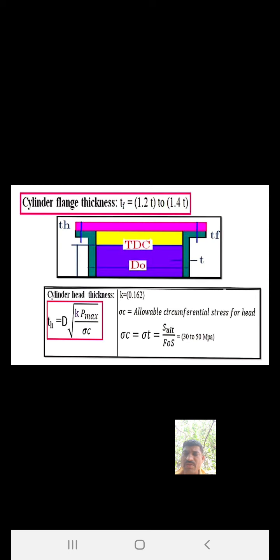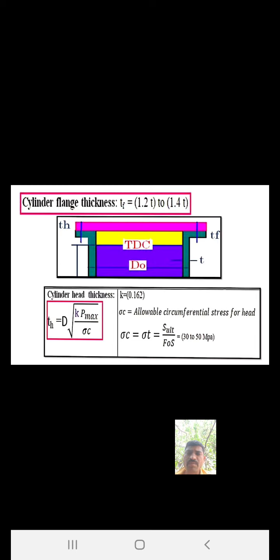This value is from 0.3 to 0.4. K is equal to 0.162. Here we consider sigma C as the allowable circumferential stress for the head. Sigma C and sigma T are the same in that case. Sigma C is equal to sigma T is equal to SUT divided by factor of safety, and this value will be in between 30 to 50 MPa.